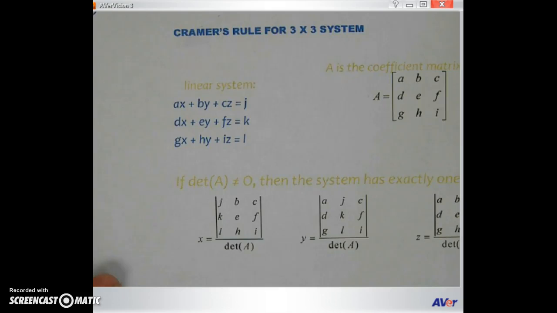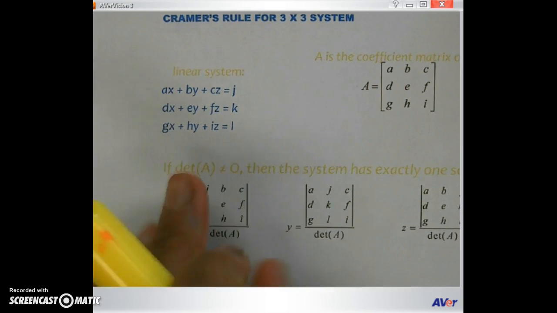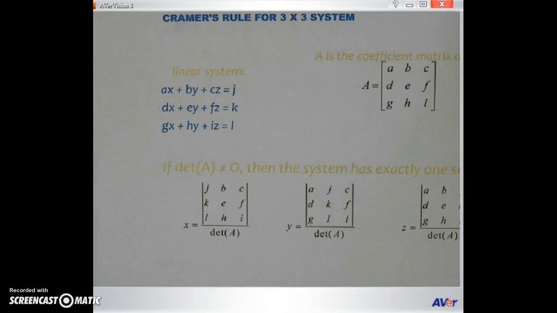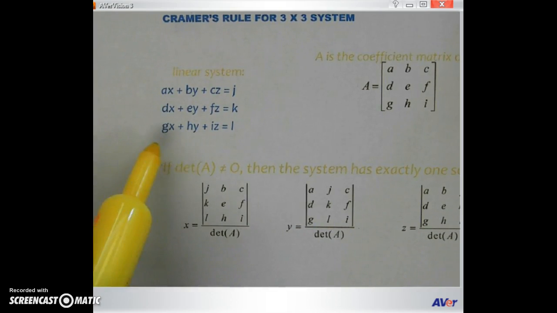So, now that's all fun and great. In order to find these for 3 by 3, so instead of a 2 by 2 matrix, we're going to use a 3 by 3. This works if you have 3 variables and 3 systems. 3 variables and 3 systems.